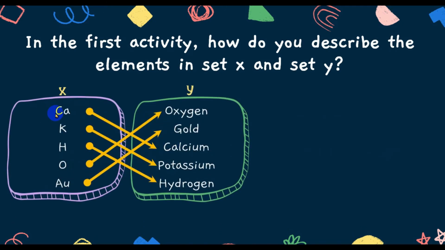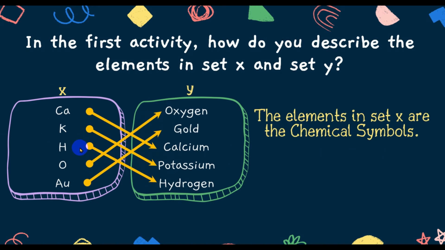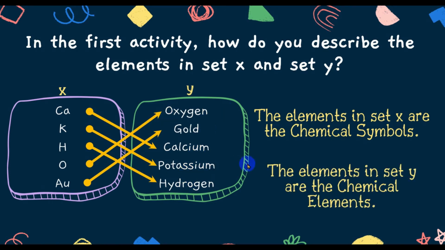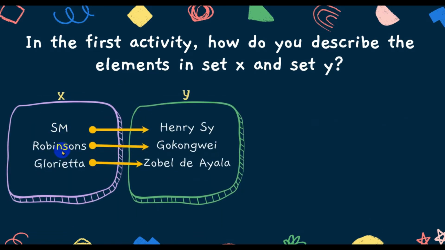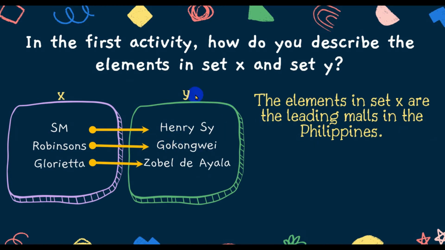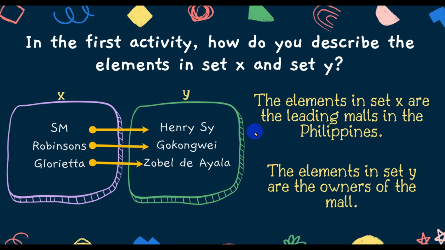Next, we have here what we call this Ca, K, H, O, and Au. Yes, chemical symbols. And then for Y, we have oxygen, gold, potassium, calcium, hydrogen. So, ito naman yung ating chemical elements. Okay. So, the last one, we have SM, Robinsons, Glorieta, and then we have Henry Sy, Gokongwei, Zobel de Ayala. So, itong mga nasa X ay ang leading malls in the Philippines, and the elements in Y are the owners of these leading malls.